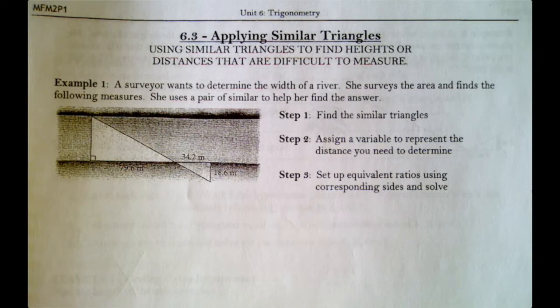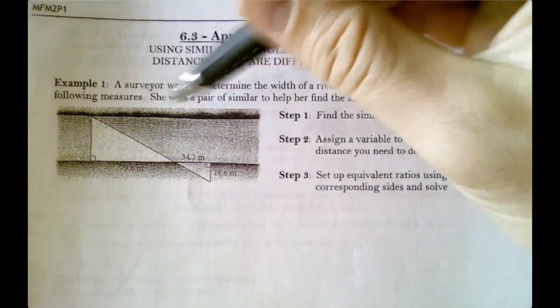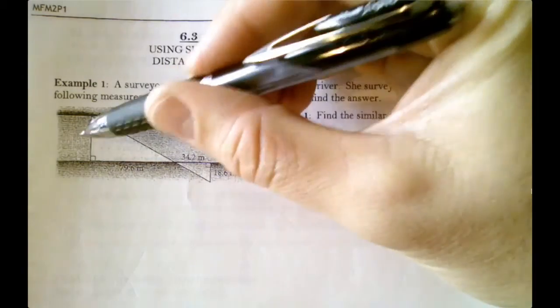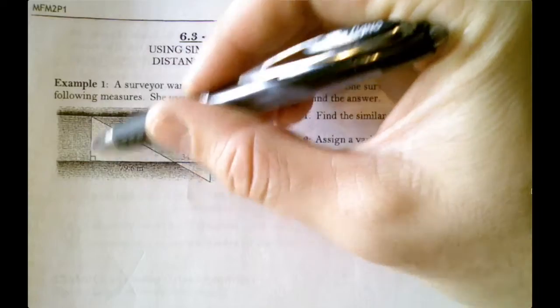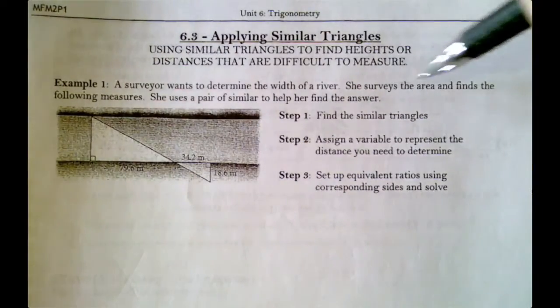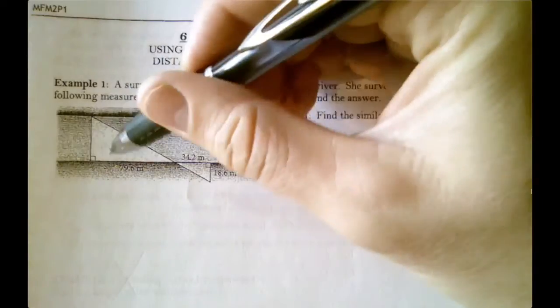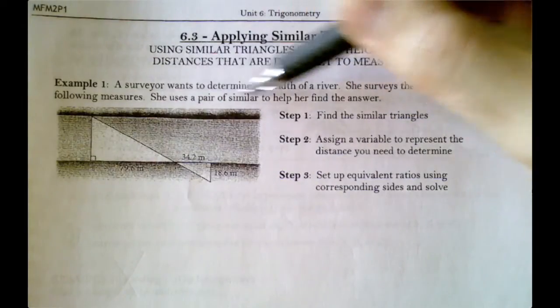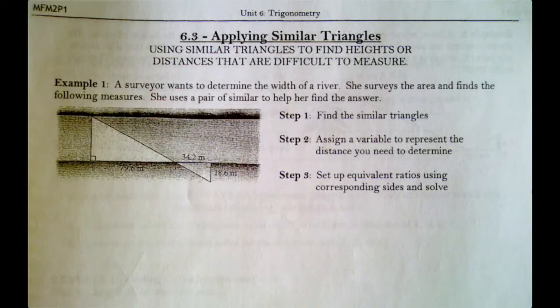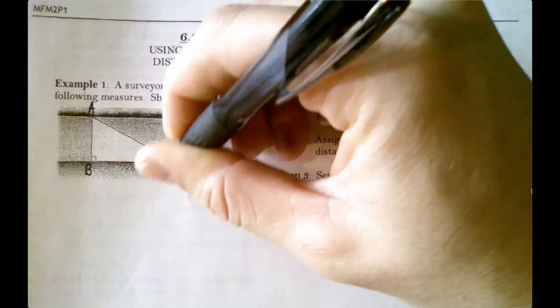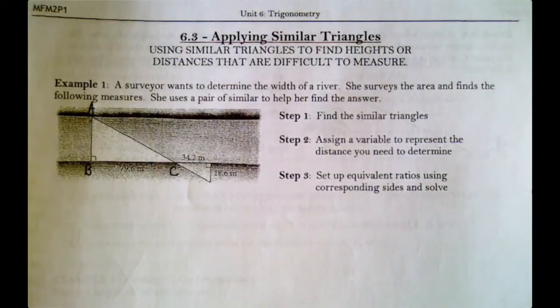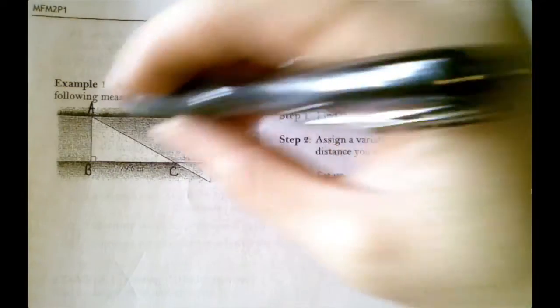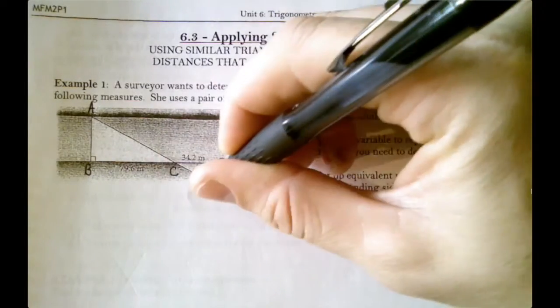A surveyor wants to determine the width of a river. So here's our river. It's kind of messy here, but here's the width of our river. She surveys an area and finds the following measurements. She's got this length and this length and that length. She uses a pair of similar triangles to help her find her answers. So what I'm going to do is label this triangle first. I'm going to call this triangle A, B, C, and I'm just going to continue with A, B, C, D, and E.